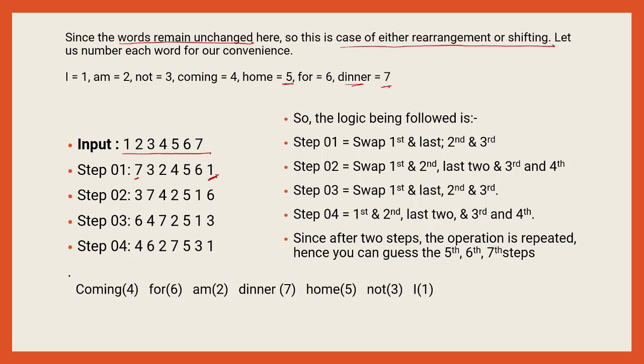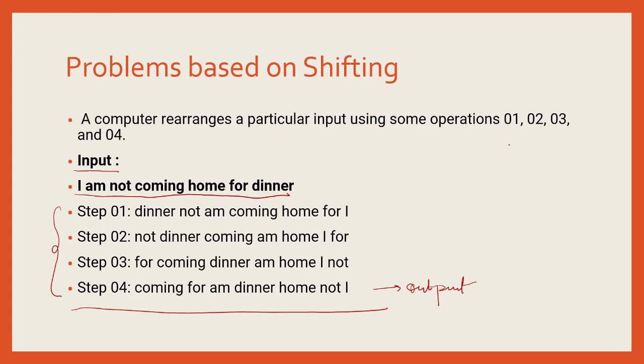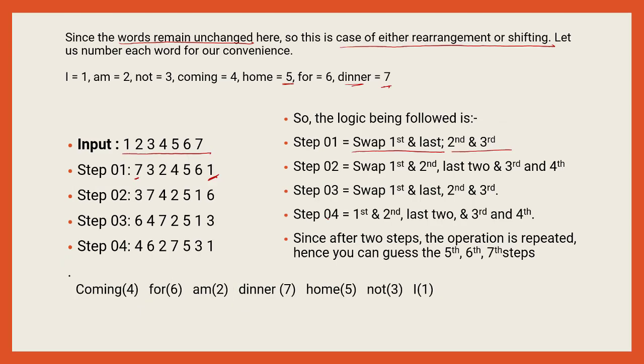So you can see what has happened in step 1: first and last have been swapped and second and third have been swapped. Let me take you back and let's understand. If this was 1 and this was 7, we can see in step 1 we have got dinner here and we have got I here. So 1 and 7 have swapped, and am not has become not am. So 3 and 2 also have been interchanged. Coming home for has remained unchanged.